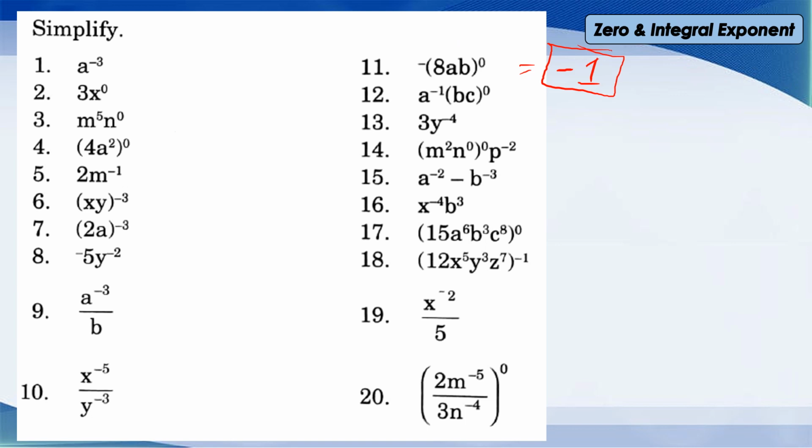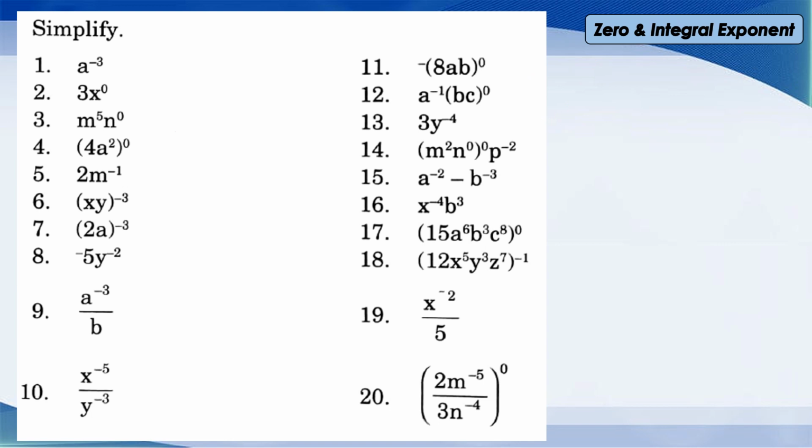Next, we have a raised to negative 1 times b, c, quantity raised to 0. That is 1 over a. Bakit? Kasi ito, i-reciprocate mo siya, magiging 1 over a. Then yung bc magiging 1 na lang. Therefore, the answer is 1 over a.